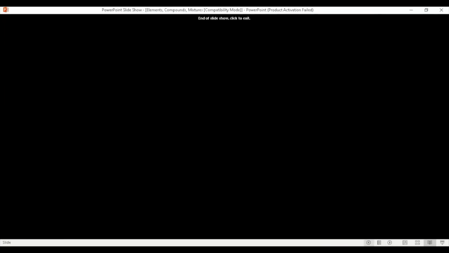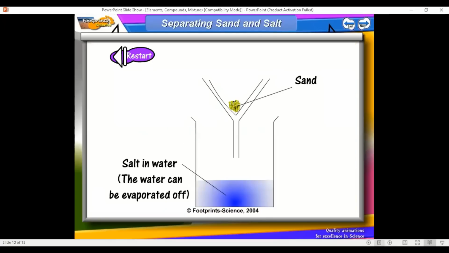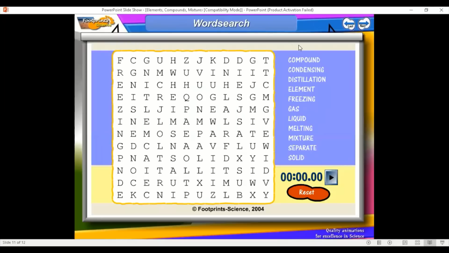So, let me just go back. Here, keywords. Write this keyword list out. You will be using these from September right the way through to your leaving school. They'll always come up. Compound, what is it? Condensing, what is it? Distillation, what is it? Remember them, write them down. They're in this slide. It tells you exactly what each of these words mean.